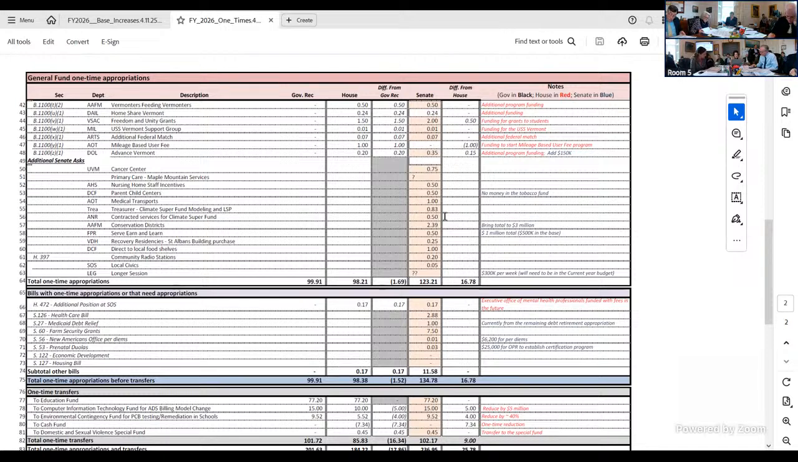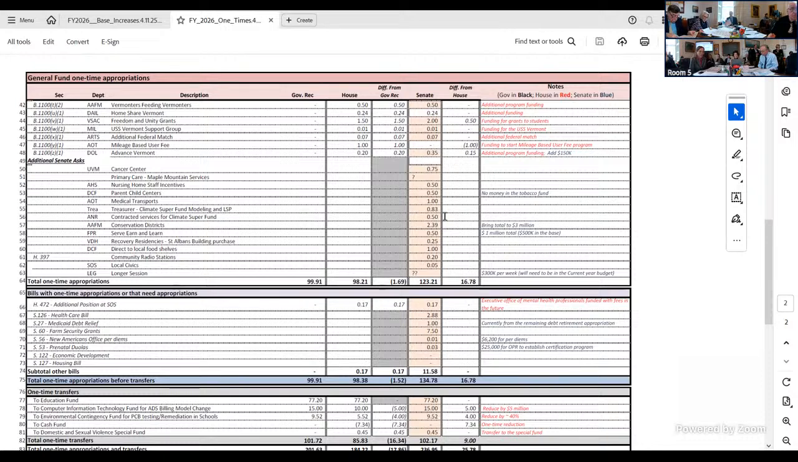There was conversation about bringing the total for the conservation districts up to $3 million. So this $2.4 million is taking the $612,000 that's already in the base, and bringing it to a total of $3 million. Line 58 is the Serve, Earn, and Learn program. This is $500,000 in one-time funds. And I can't remember if they already have $500,000 in the base. So it would bring it to $1 million total. I think that's what it is.